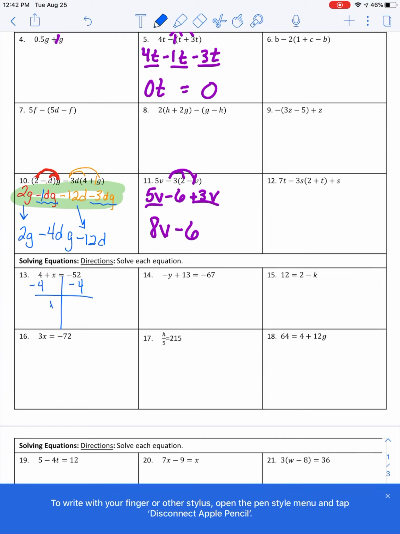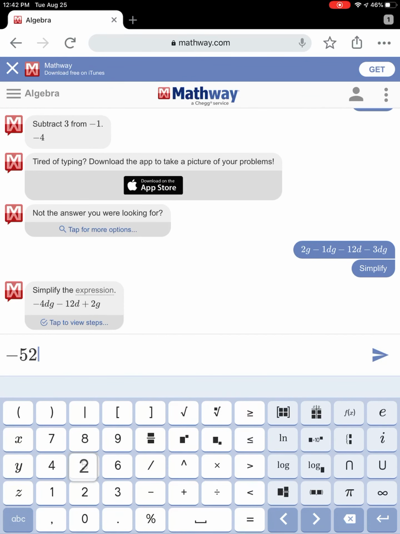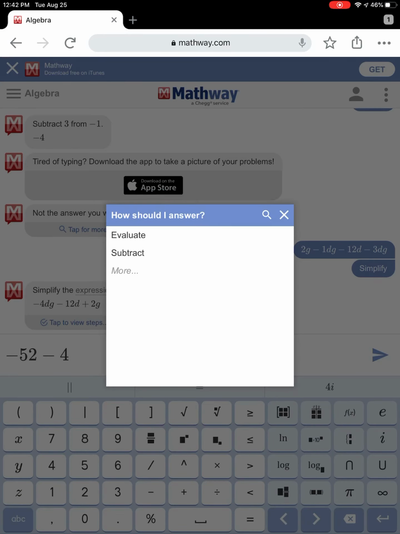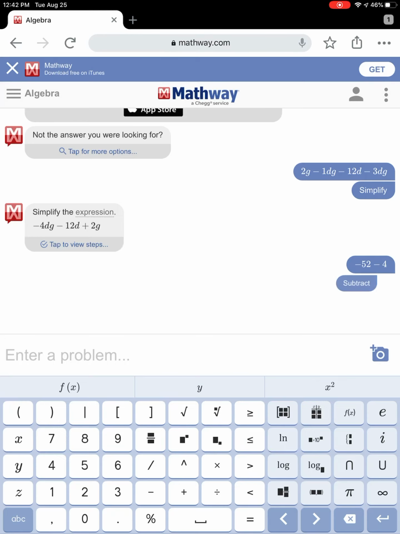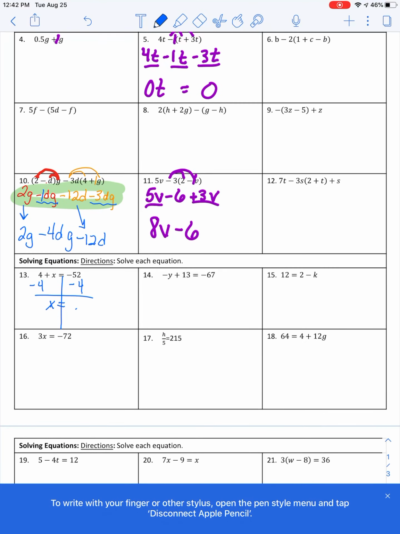That makes a positive x equals negative 52 minus 4. So if you're not sure, negative 52 minus 4, let's see, I guess that's just subtract. Negative 56. Okay, and then that's it because x is by itself. Now, number 16, you're going to draw your fence on. To get rid of that 3, you'll divide each side by 3 to get your final answer.